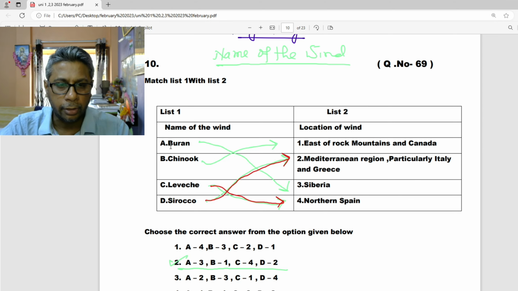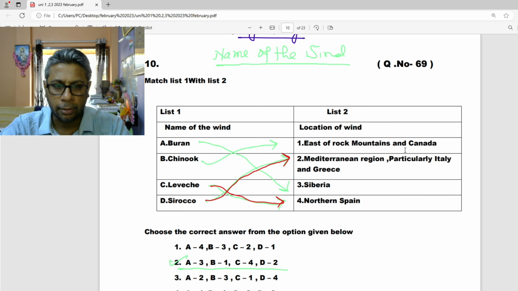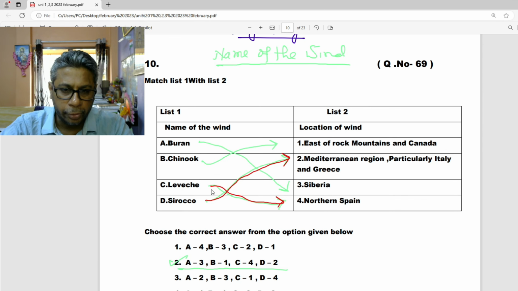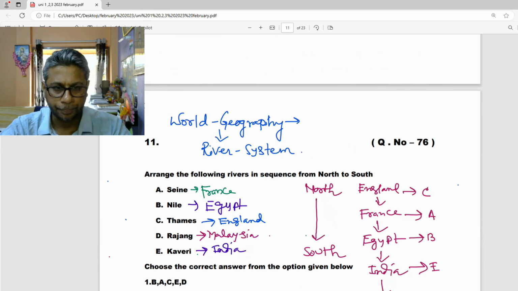Name of the wind: Buran, this wind is in Siberia. Second, Chinook wind, the location of this wind is east of the Rocky Mountains and Canada. Third, Levige wind, this is in northern Spain. And fourth, Sirocco, the main location is Siberia. So option number 2 is the correct one.